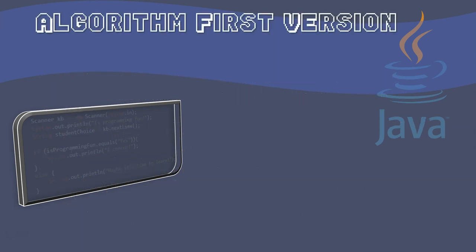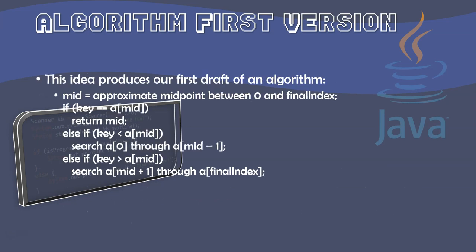So let's go ahead and develop the first version of our algorithm. This idea of cutting things in half and then working through it is going to give us an algorithm that works as follows. We have this variable mid that's going to be the approximate midpoint between 0 and the final index. And we're going to say if the key is equal to the mid value, well, we'll just return that. Else, if the key is less than the mid value, search A of 0 through A of mid -1, because remember, it's less than that. Otherwise, we're going to do the opposite. So if it's greater than the mid value, search A of mid +1 through the final index.